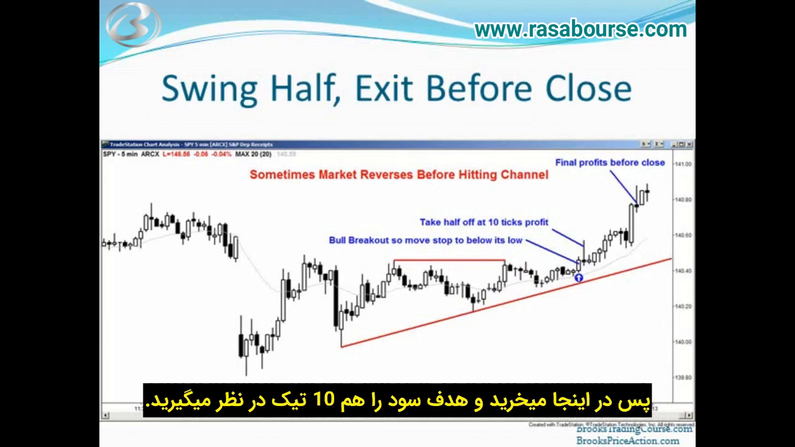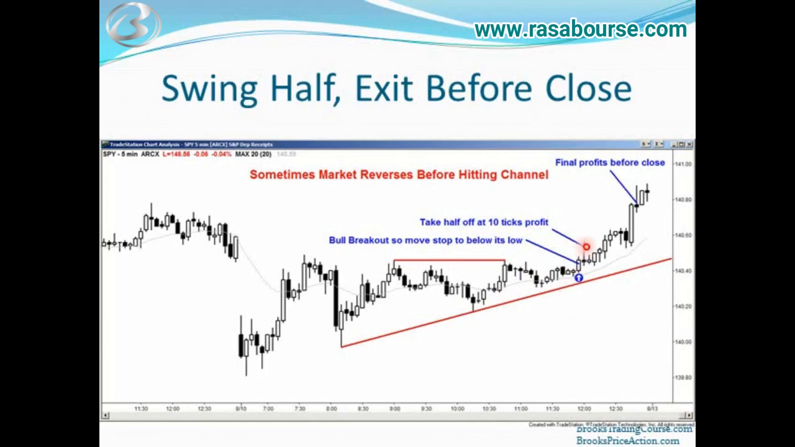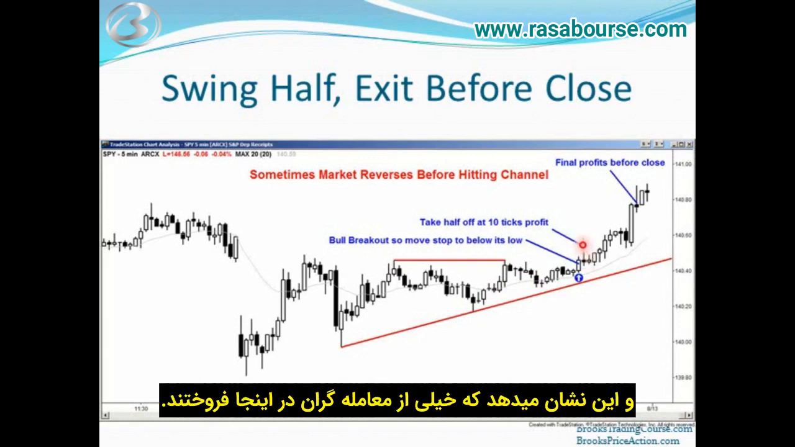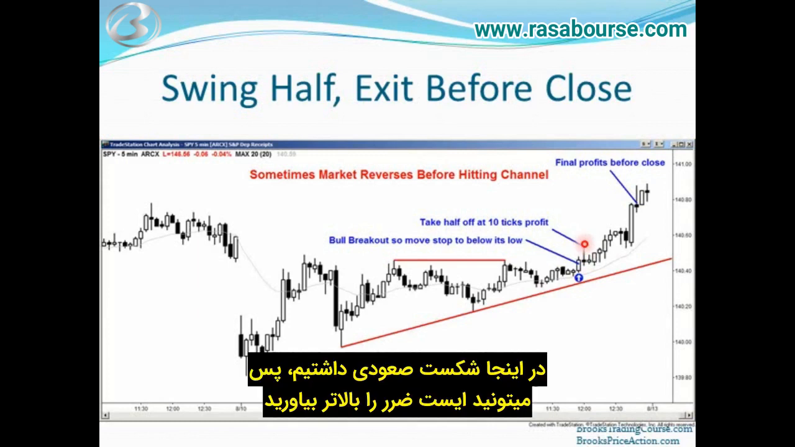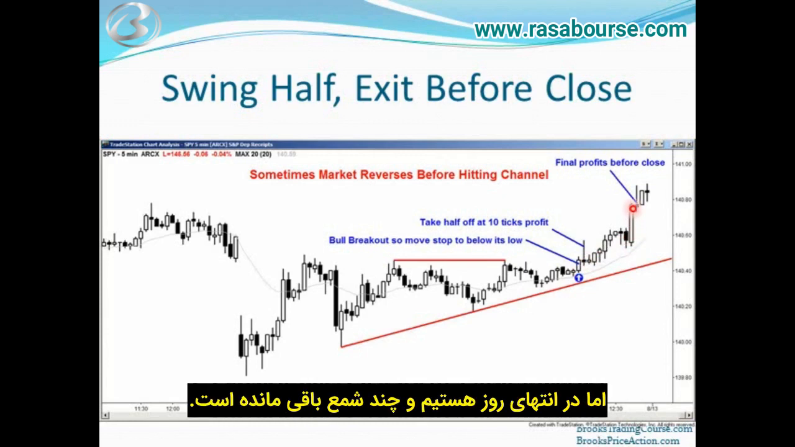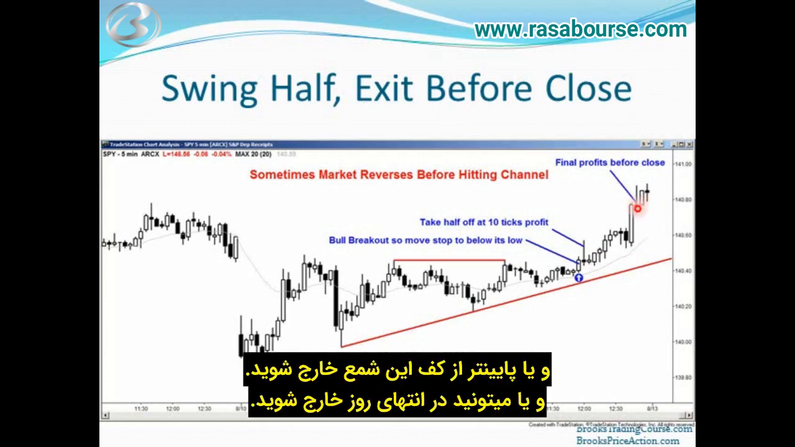Okay, so if you bought here and you took half off at 10 ticks, you are not alone. Look at the big tail on the top of the bar. So a lot of selling took place around that price level. Bull breakout, so probably good to raise your stop to below its low, and you could swing the balance of your trade. Here we have an even stronger bull breakout, but we only have a few bars left to the day, so you could exit on the close of this bar, you could exit below its low, or you can exit at the close of the day.